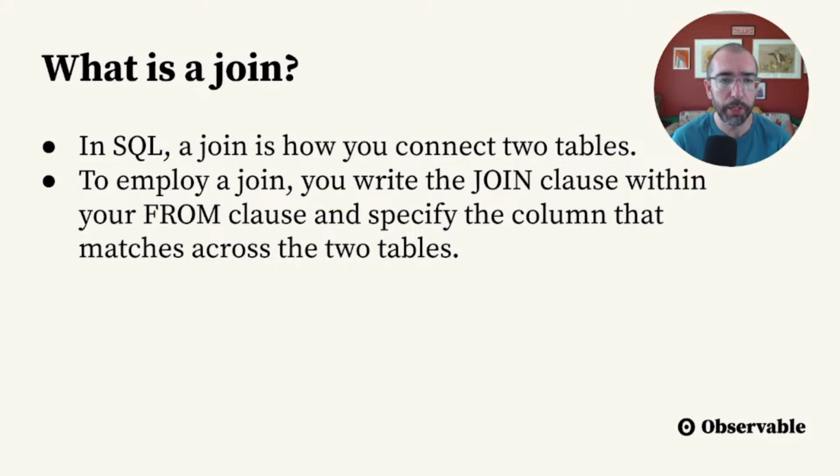To employ a join, we're going to write the join clause within your from clause, where you specify the tables you're pulling your data from. You add the join logic, and you're going to add in there the column that you're matching across those two tables. So it's fairly simple, nothing too crazy, but very specific syntax that you have to follow to make sure it works correctly.